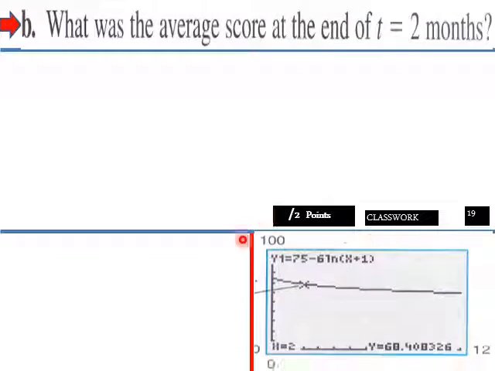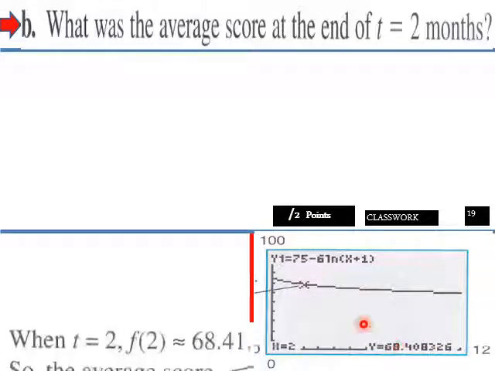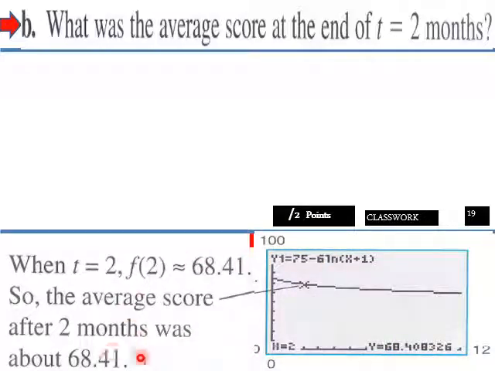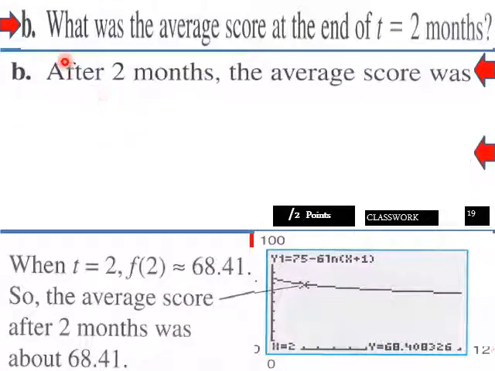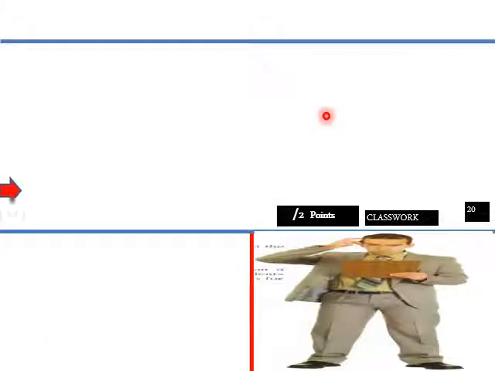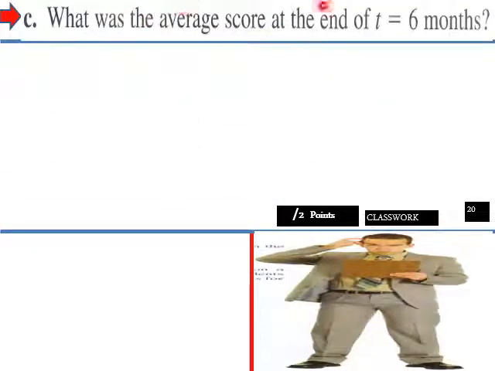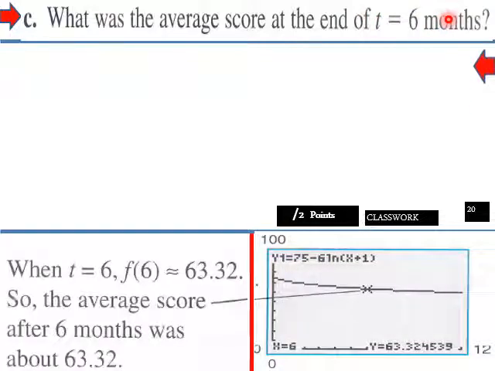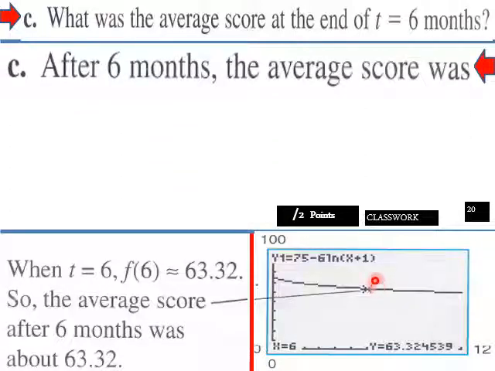So now what was the average score at the end of 2 months? So here when x equals 2, y would equal 68.4. So it drops by about 6.5 points. After 2 months, the average score was 68.41. So, moving right along with this example 10, what was the average score at t equals 6 months? At 6 months, when x equals 6, we have 63.3 on our test.